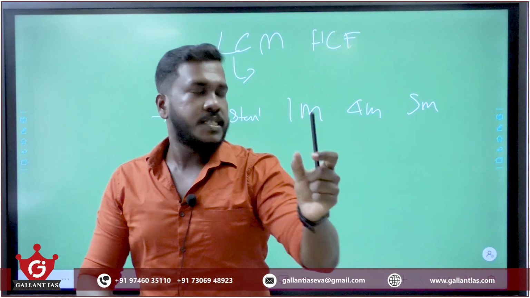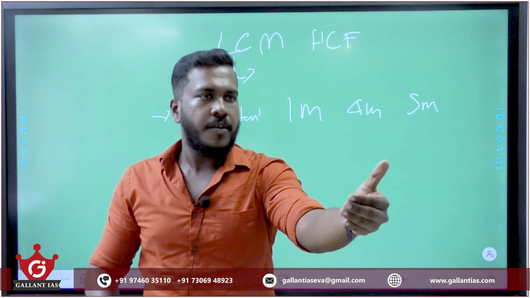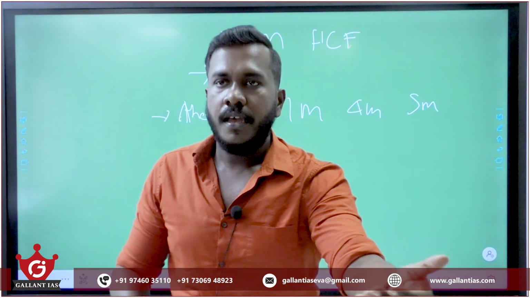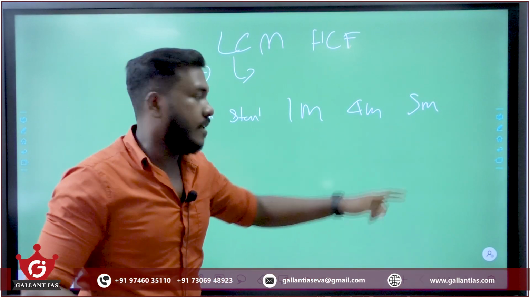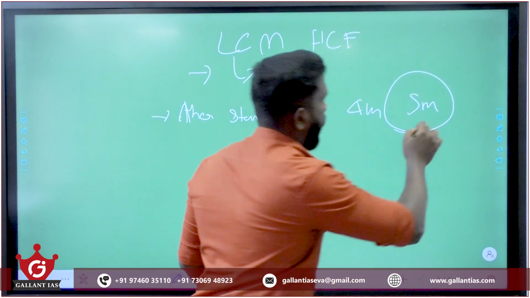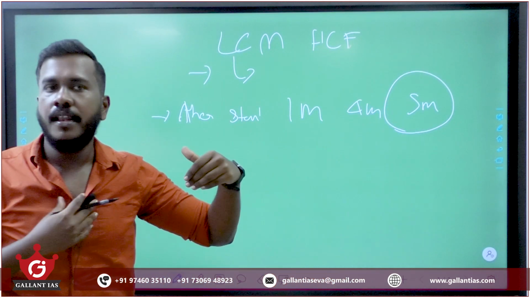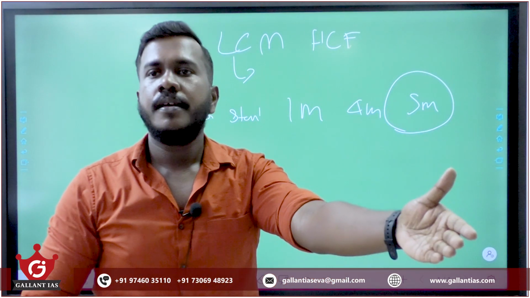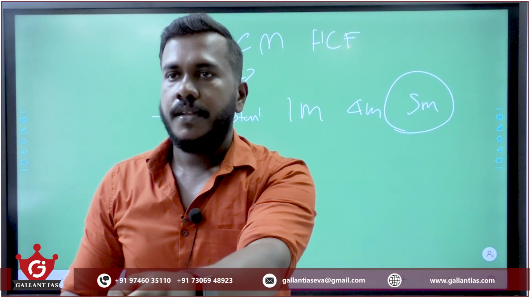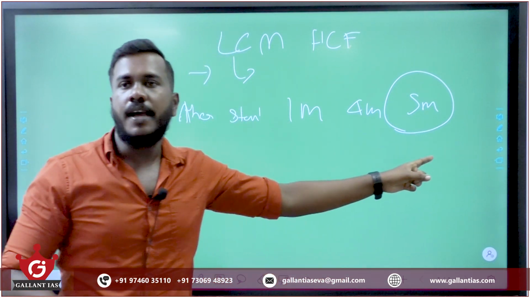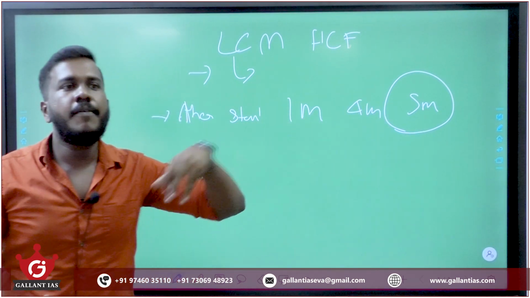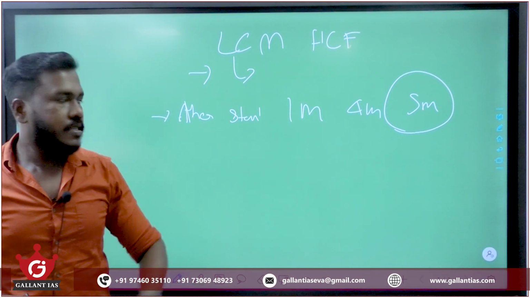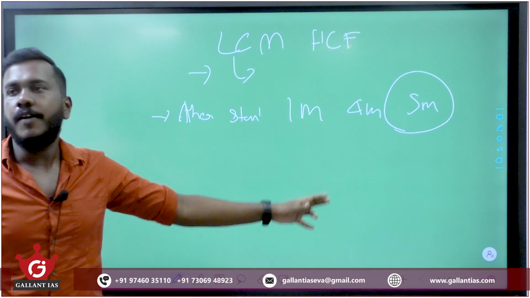After reading the question, the value that you need to find, if it is less than the highest of the given values, of course then we need to deal with HCF, right? Here we need to find the highest common factor. That is, the thing that we need to find is a smaller value than the given values. So of course we need to find the HCF.